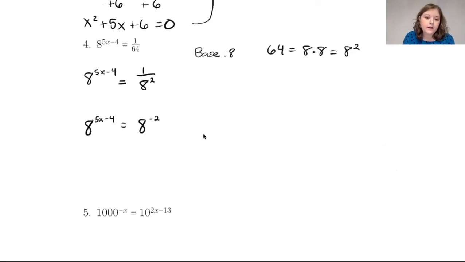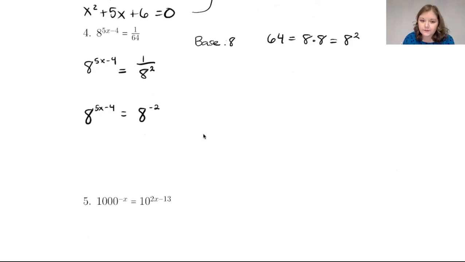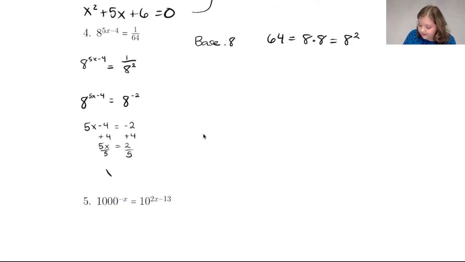So now we're going to set the powers equal to each other since we have it to the same base. We have 5x minus 4 equals -2. We'll solve for x. So add 4. We get 5x equals 2. And then we can divide by 5. And then we should have x equals 2/5 as our answer.